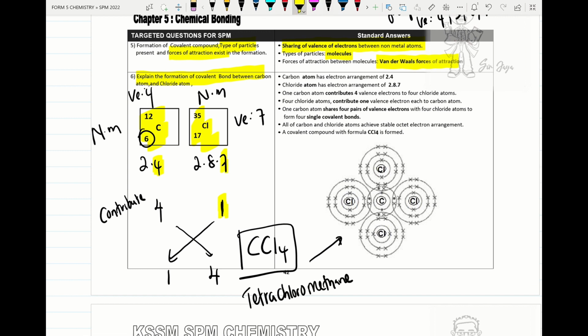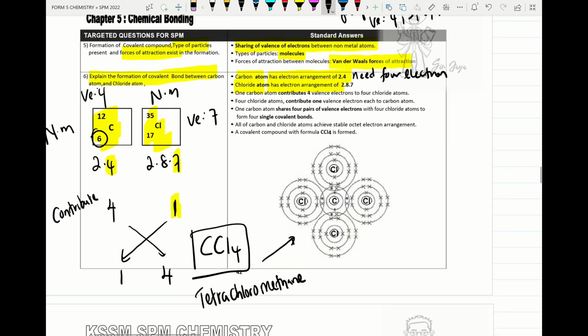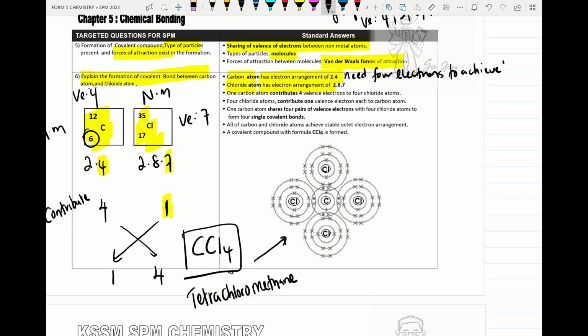We check the formation of tetrachloromethane. Carbon atom has electron arrangement of 2.4. Chlorine atom has electron arrangement of 2.8.7. We can put here carbon needs 4 electrons to achieve a stable octet electron arrangement. And chlorine needs 1 electron to achieve a stable octet electron arrangement. So one carbon atom contributes 4 valence electrons. It will contribute 4 valence electrons to how many chlorine atoms? To 4 chlorine atoms.